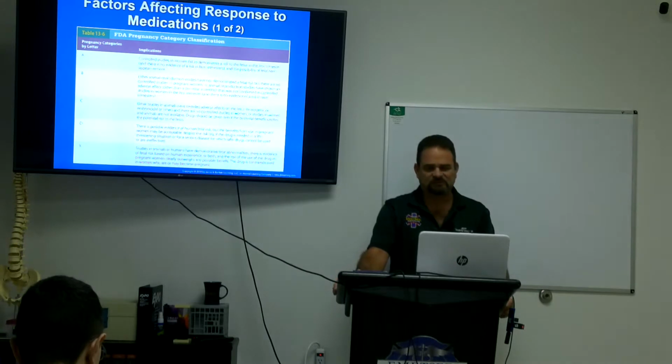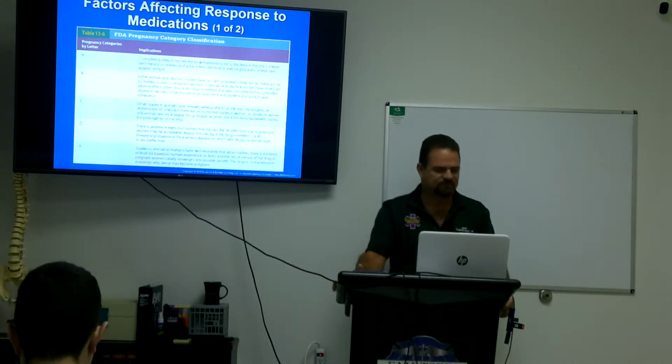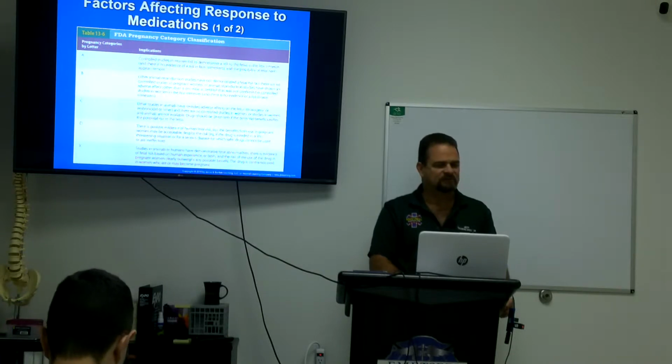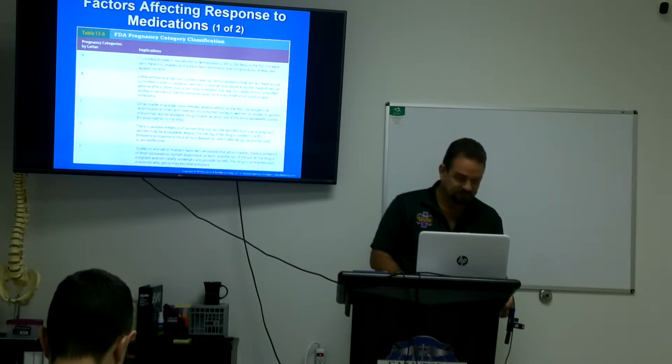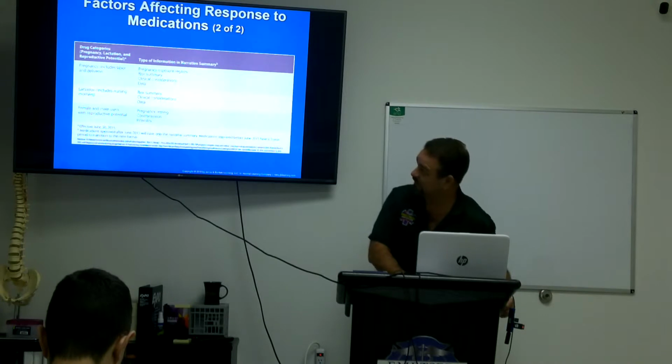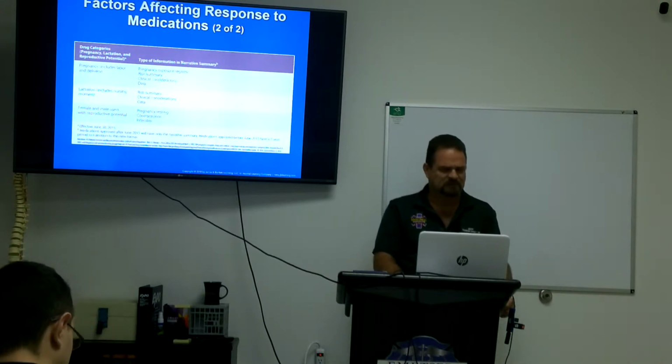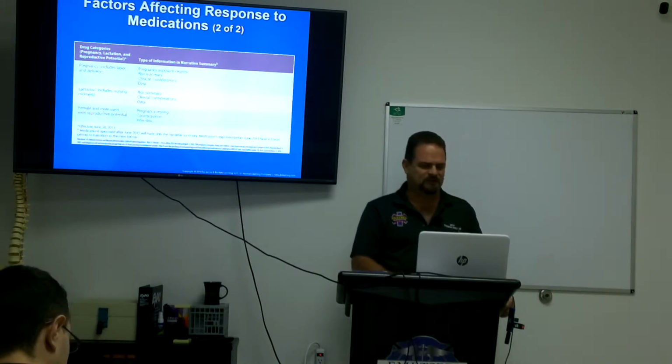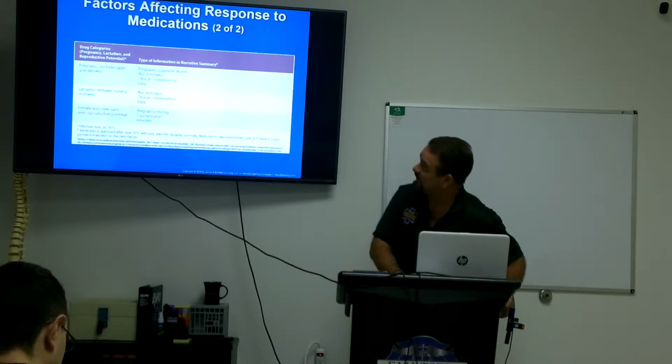All right, so this table shows the FDA pregnancy risk categories. This is on slide 47, table 13-6, excuse me. This table shows the five FDA pregnancy risk categories. This is a continued portion of the same.